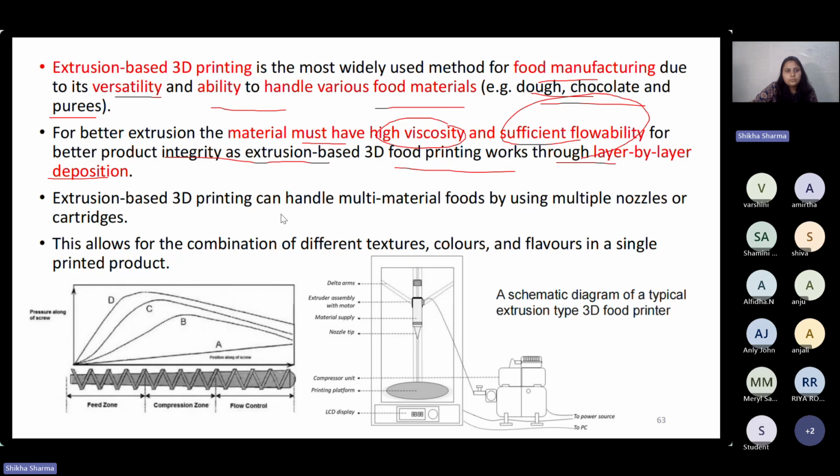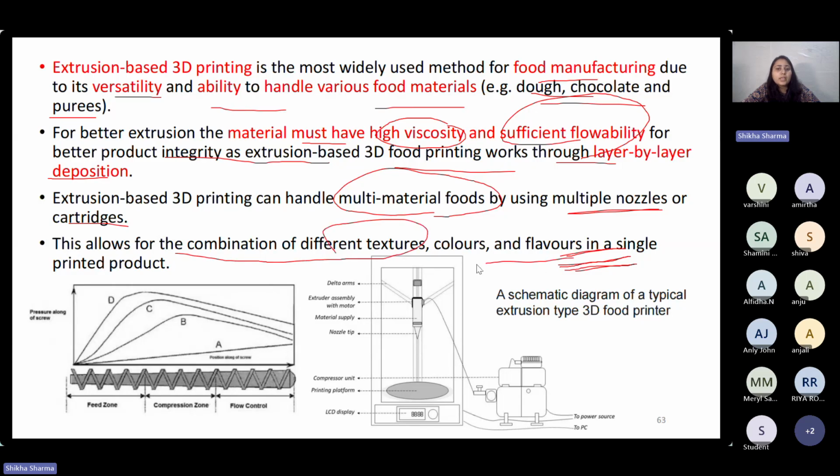This extrusion-based 3D printing can handle multi-layered foods by using multiple nozzles or cartridges. So we can make a different layer the first time, and then the second layer can be of a different material, then the third layer can be different. This kind of multi-material printing can sometimes be used in extrusion-based 3D printing. This allows for the combination of different textures, colors, and flavors in a single printed product. This is basically what happens in extrusion-based 3D printing.